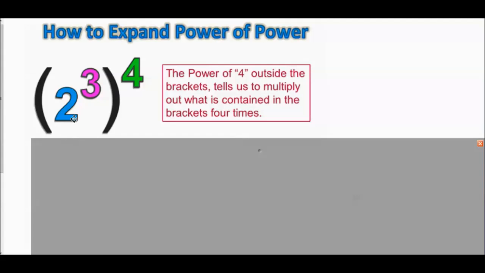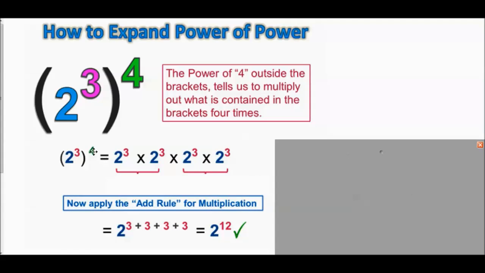It looks something like this: 2 to the 3rd power, and then that power is raised to the 4th power. The power of 4 that's outside of those parentheses, outside those brackets, tells us to multiply out what is contained inside the brackets 4 times. So expanded out, it looks like this: 2 to the 3rd times 2 to the 3rd times 2 to the 3rd times 2 to the 3rd. I have 4 of those powers being multiplied together.